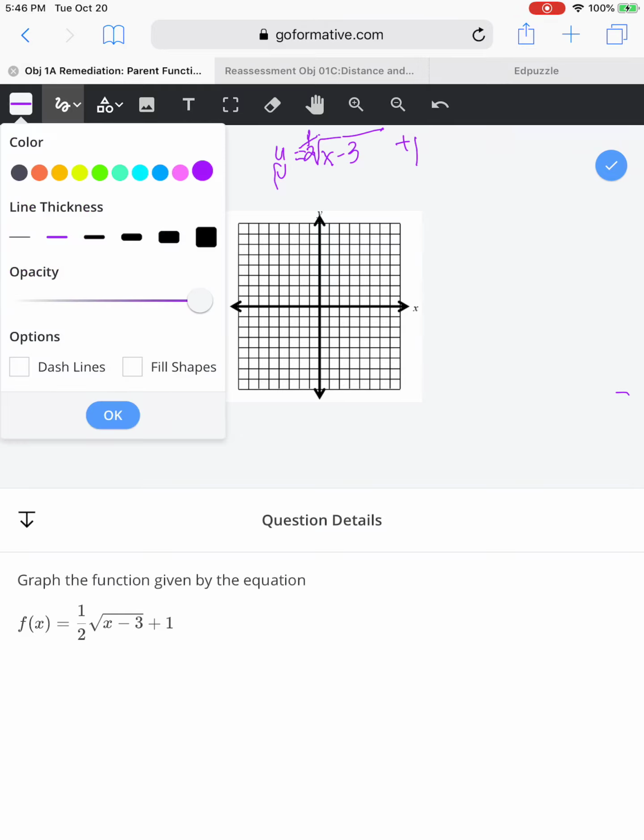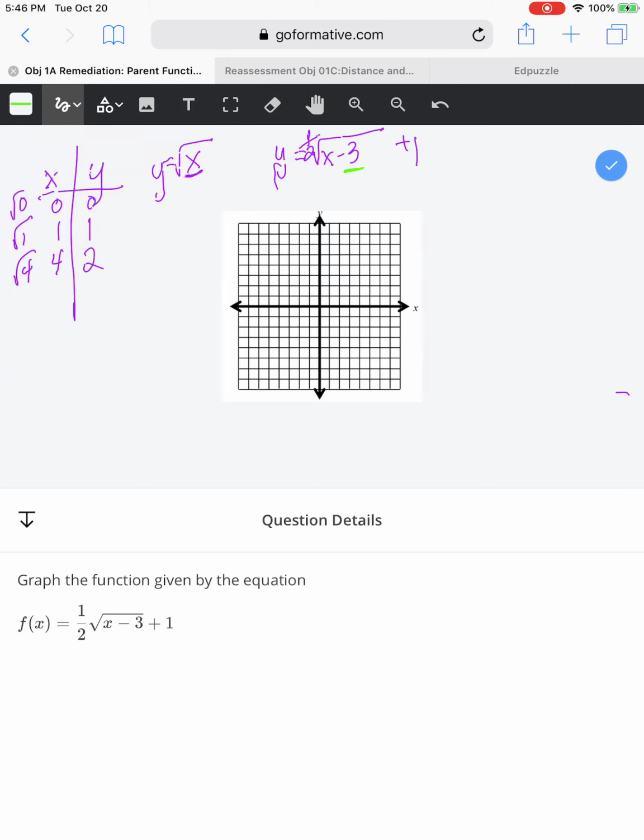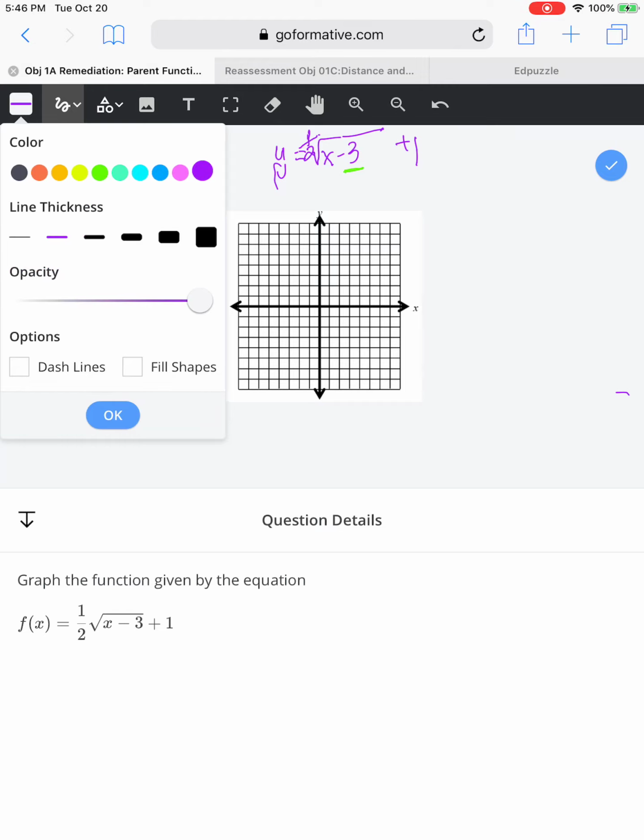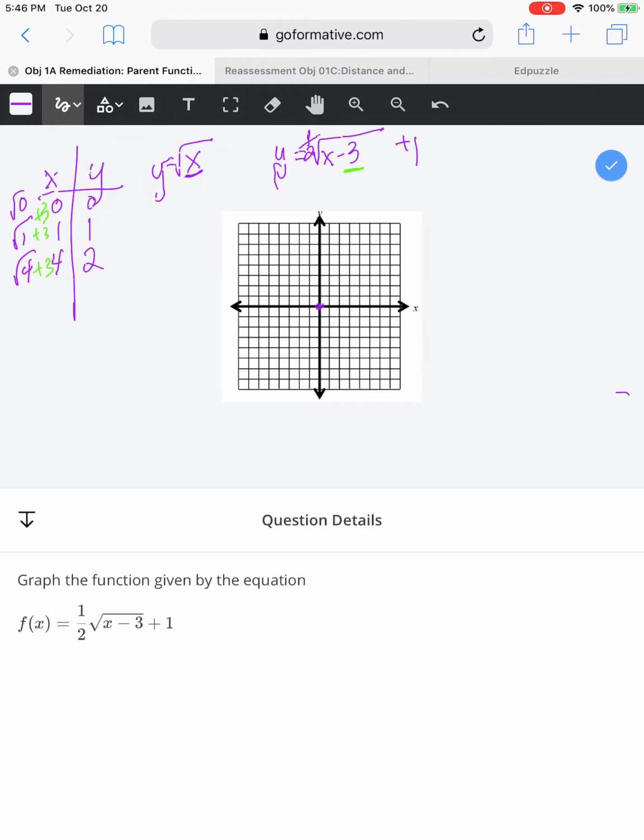So first thing I do is I do my left and right. Right here I have right 3, so to my original graph I'm going to go right 3. Just before I do that, I'm going to graph really quickly my original function. So we have 0, 0, we have 1, 1, and 4, 2. So those are my original points.